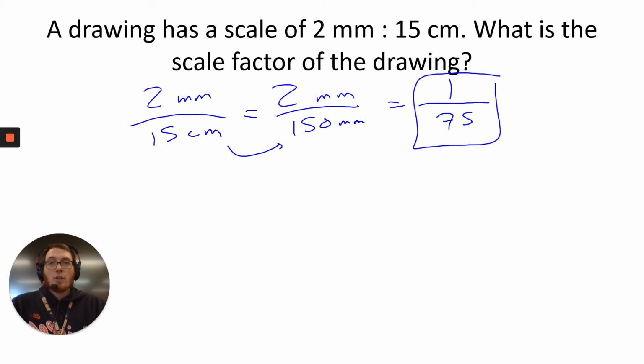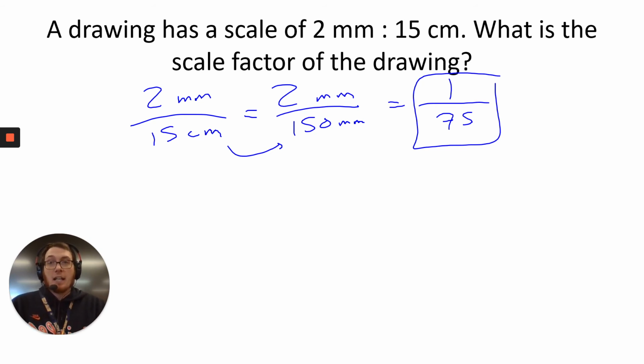The next one says the drawing has a scale of 2 millimeters to 15 centimeters. What is the scale factor? So if it's 2 millimeters to 15 centimeters, you have to make the units the same. Well, for every 1 centimeter, there's 10 millimeters, so I just multiply that denominator by 10, and that would be 2 millimeters over 150 millimeters. I cancel out the units, and that becomes 2 over 150, which is a 1 over 75 scale factor.